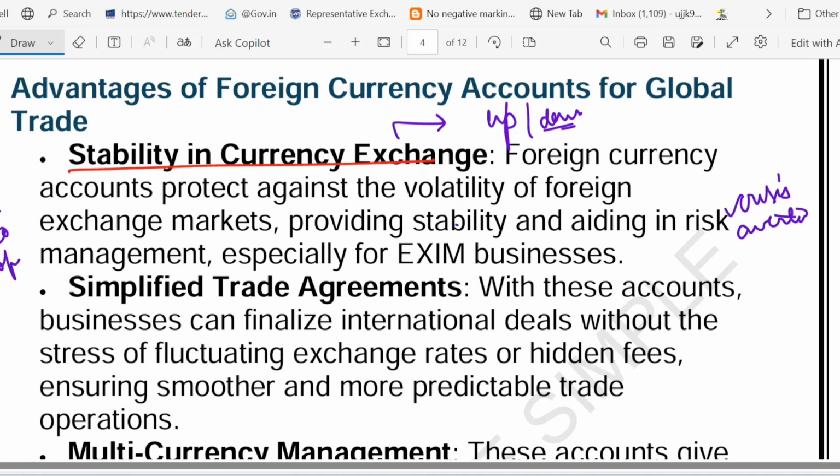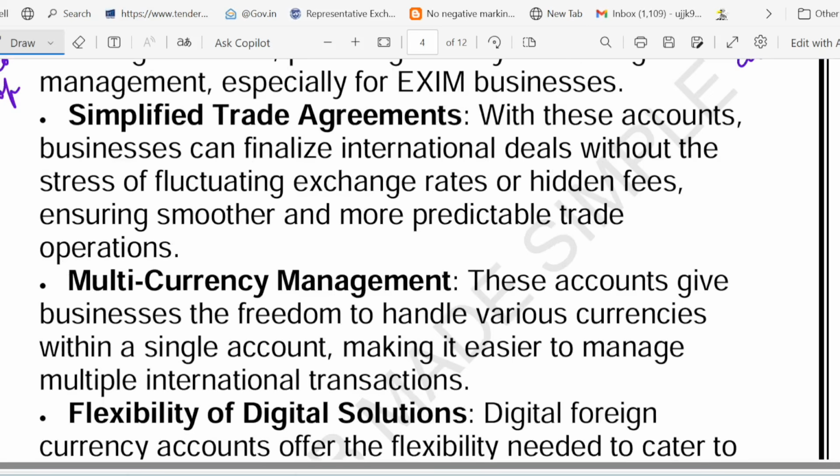Then we have the deal simplifier. As you can see, simplified trade agreement. So basically when I say deal simplifier, it means no more surprise fees or last minute rate changes messing up a contract. For example, a German machine seller quotes 10,000 euro to a US buyer. With a dollar account, they lock in the price without worrying about euro dollar swings. That's how it helps simplify the trade agreement.